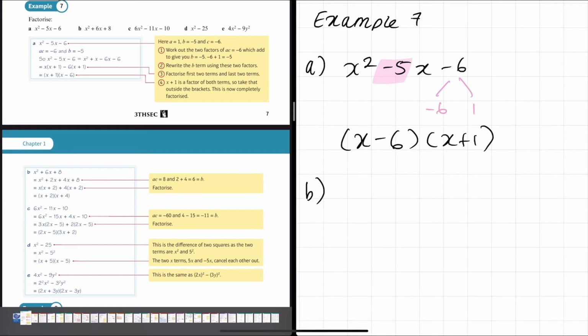B. X squared plus 6x plus 8. So here we need to find factors of 8 that add up to 6. That would be 2 and 4. So we are left with x plus 2 and x plus 4.